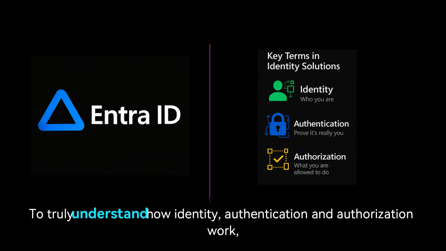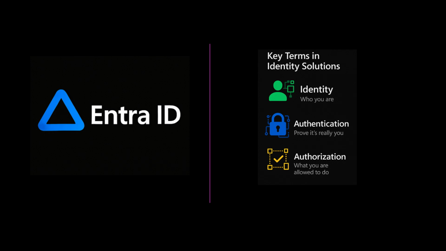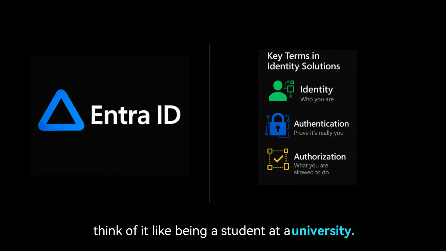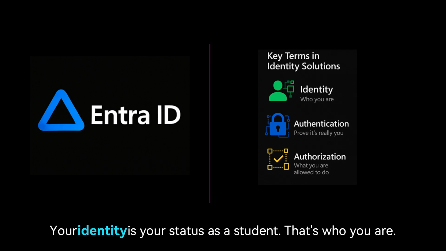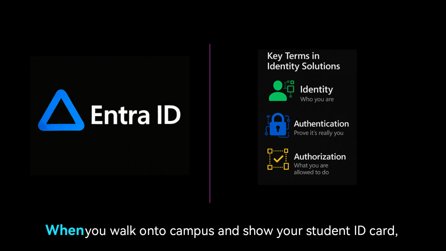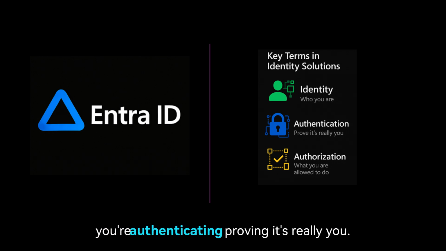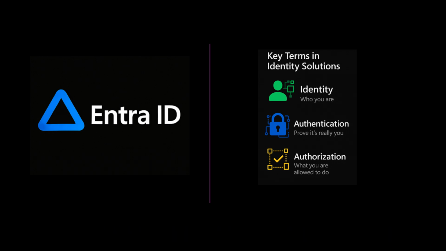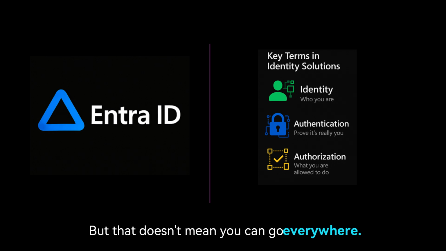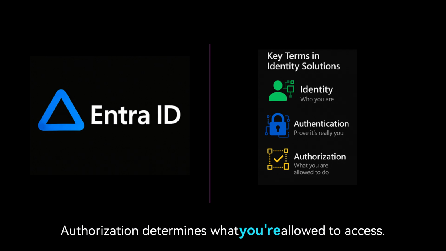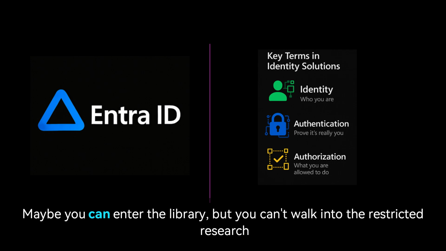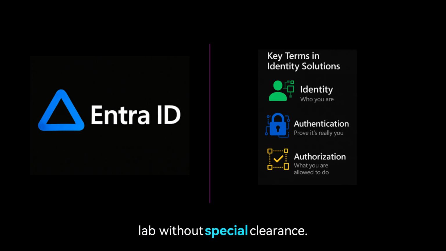To truly understand how identity, authentication, and authorization work, think of it like being a student at a university. Your identity is your status as a student. That's who you are. When you walk onto campus and show your student ID card, you're authenticating, proving it's really you. But that doesn't mean you can go everywhere. Authorization determines what you're allowed to access. Maybe you can enter the library, but you can't walk into the restricted research lab without special clearance.